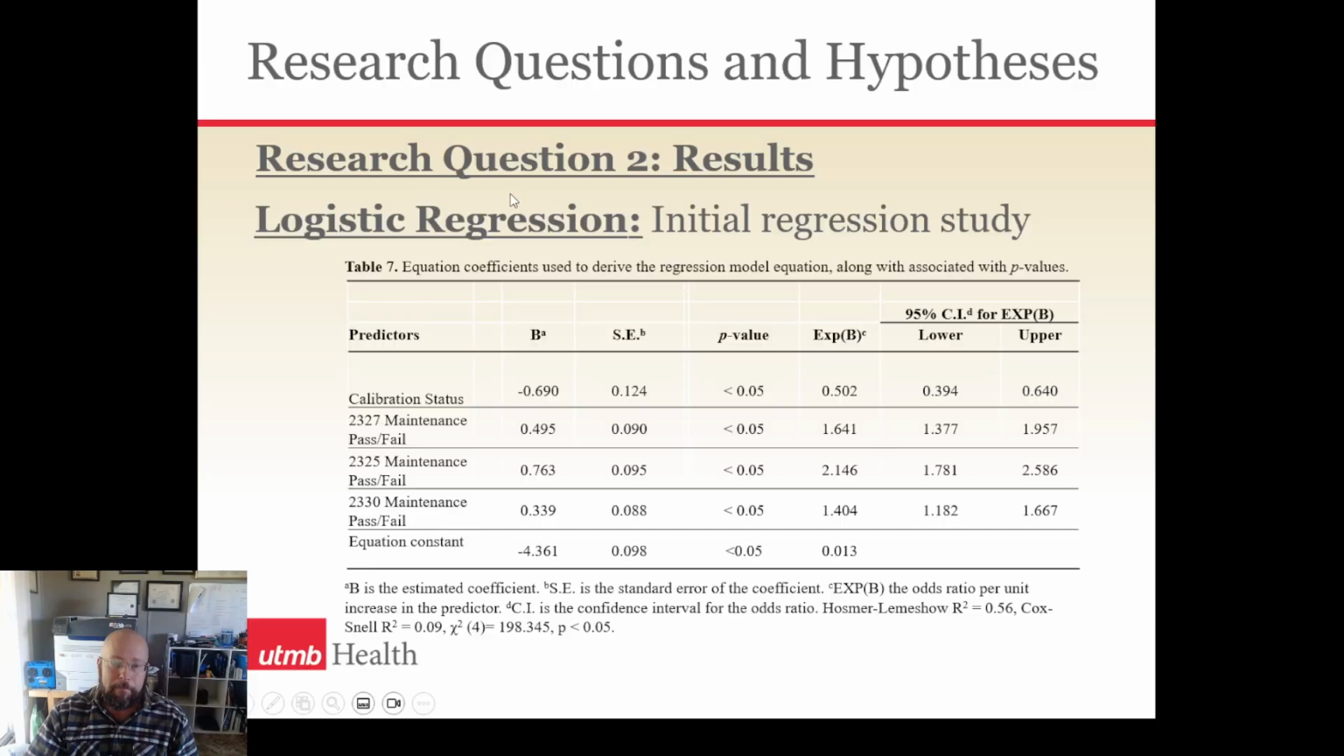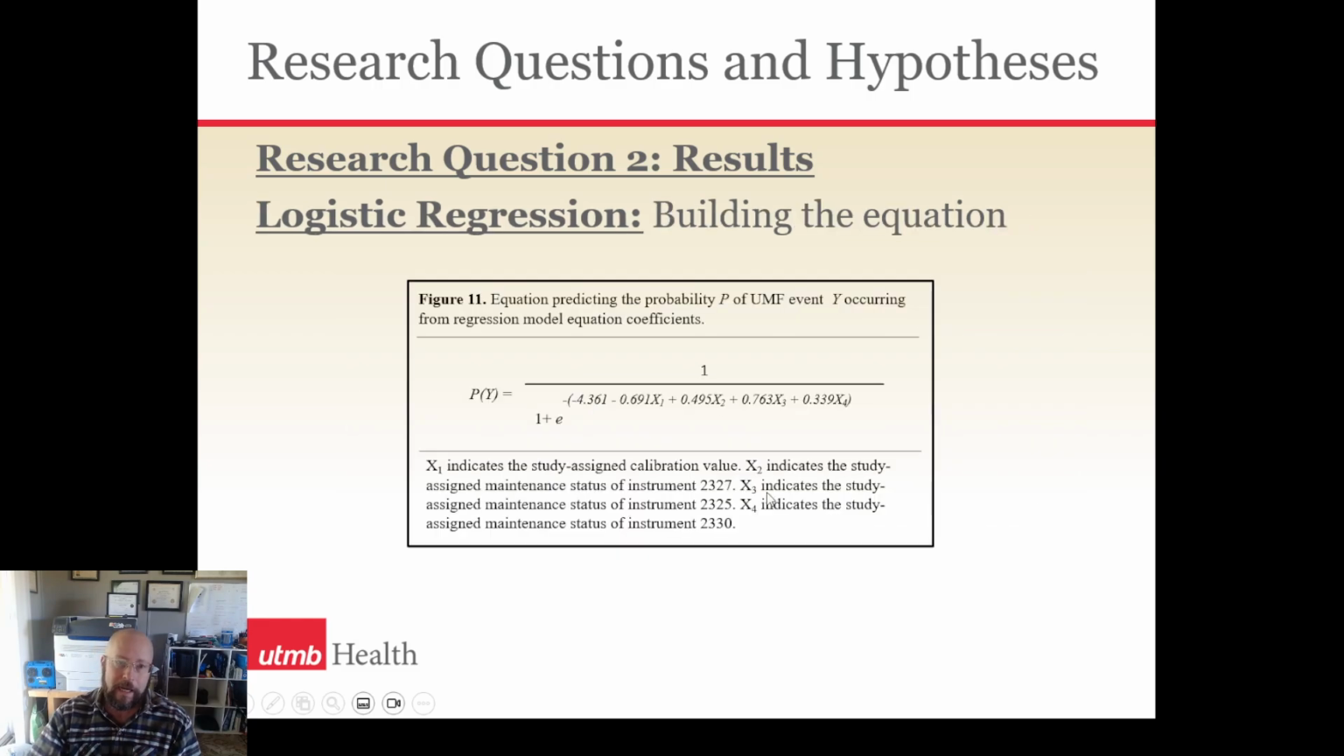So then I popped all of that data into a logistic regression study. So we created an equation that accounted for the data that we had seen. So we've got calibration status, the maintenance failures on all 3 of our instruments. And you can see in here, all of these were statistically significant. They've got low p-values, less than 0.05. And then we went ahead and calculated a formula based on this. And here was that formula.